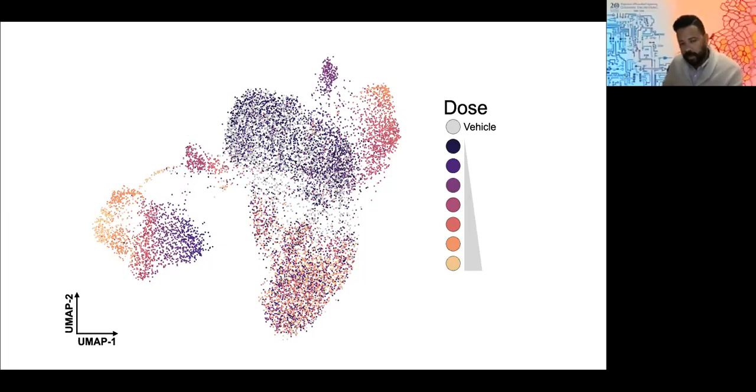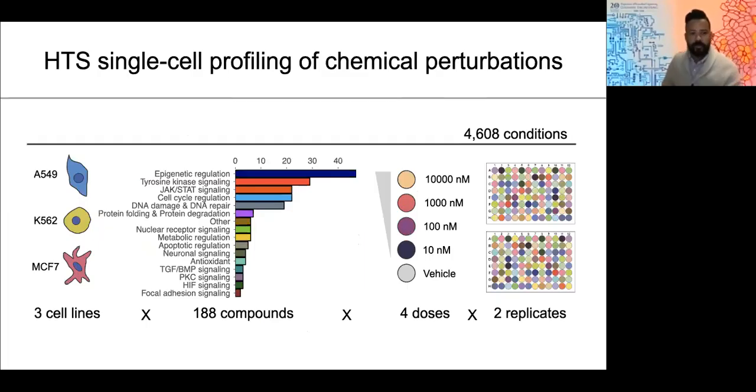Okay, so we know that here, things are working, we can label things correctly. What we really want to do, of course, is demonstrate that our approach can scale to a magnitude that is sufficient for high-throughput chemical genetic screening. So we devised this screen where we exposed 3 cancer cell lines: A549, which is a lung adenocarcinoma, K562, which is myelogenous leukemia, and MCF7, which is a ductal carcinoma cell line. And we exposed these cell lines to 188 compounds.